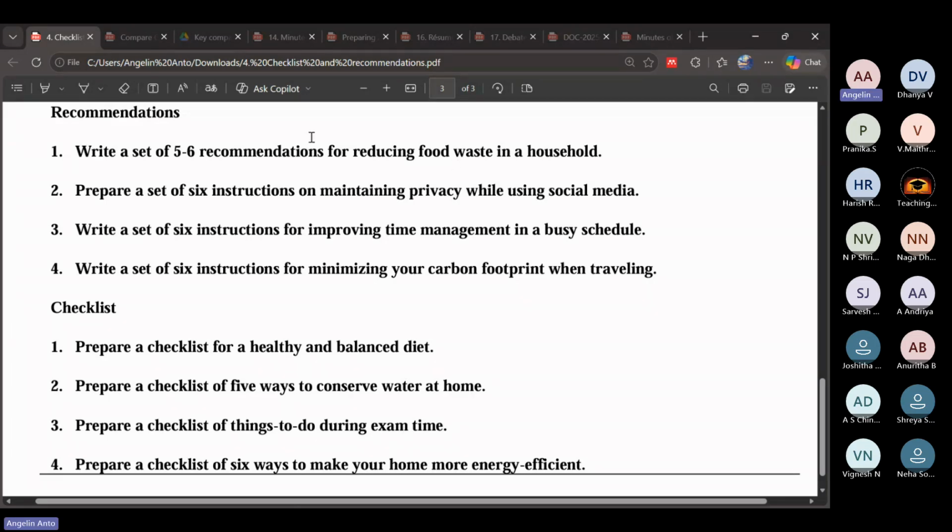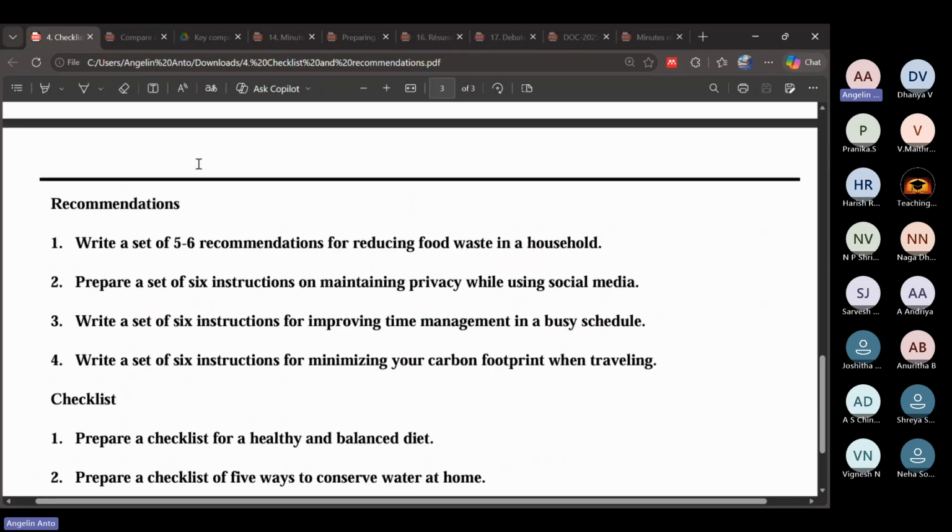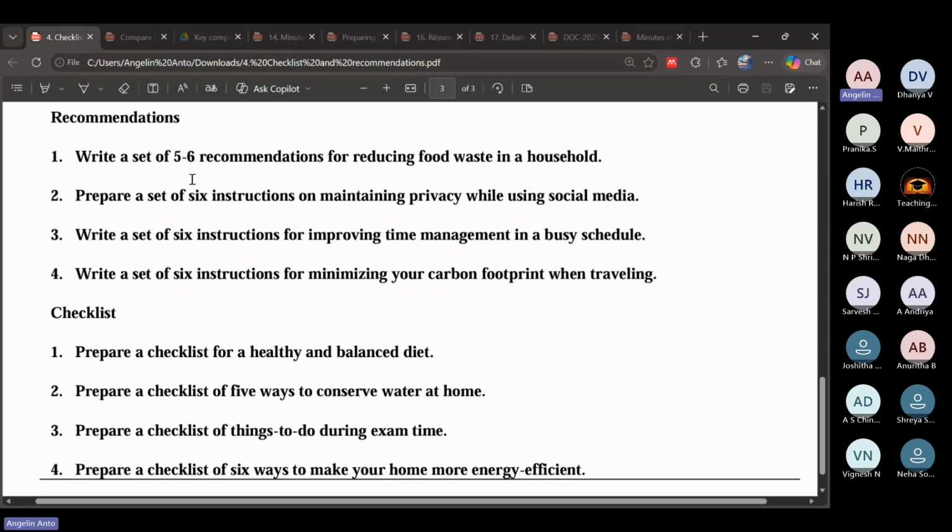So these two work hand in hand. Recommendations are more like statements, and checklists are, oh, have you done it? Yes or no. So usually in all the questions they've given in the sample papers, these have come together. So you can maybe make a topic, okay, recommendation to reduce food waste, checklist to make sure you have not wasted food, maybe something like that.